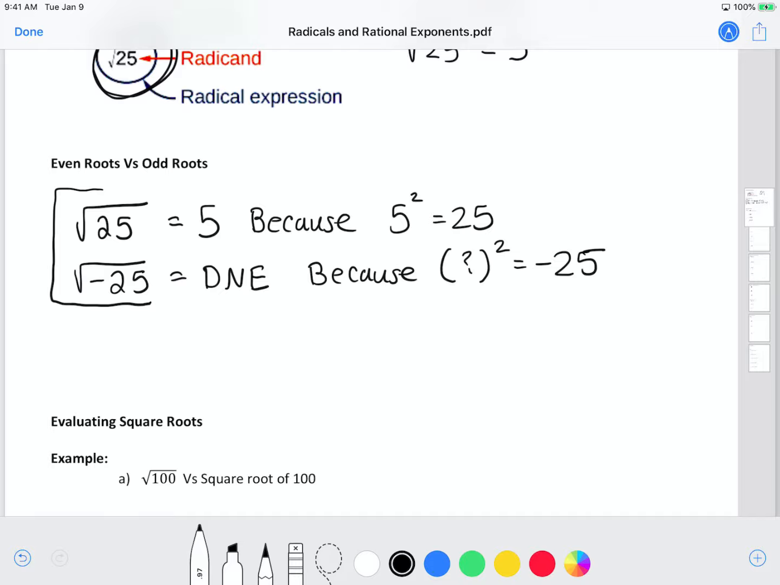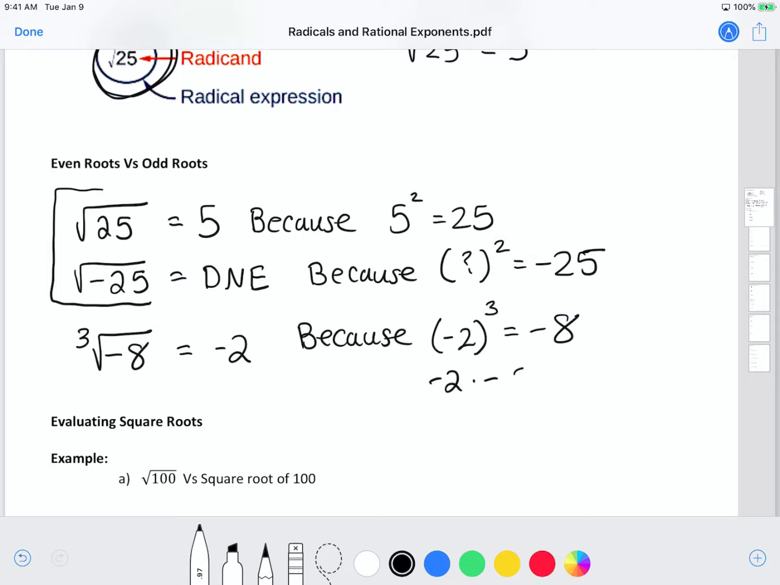However, I can take an odd root of a negative number. For example, I could take the cube root of negative 8 and say that that's equal to negative 2, because negative 2 to the third power is negative 8. Negative 2 times negative 2 times negative 2 is negative 8.